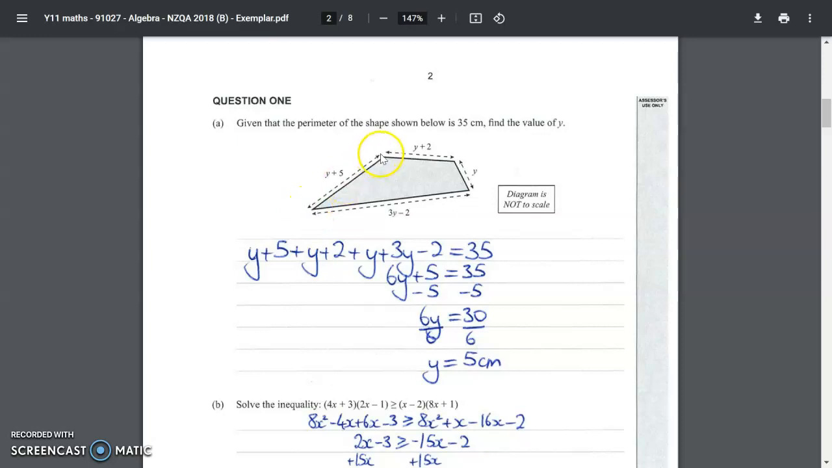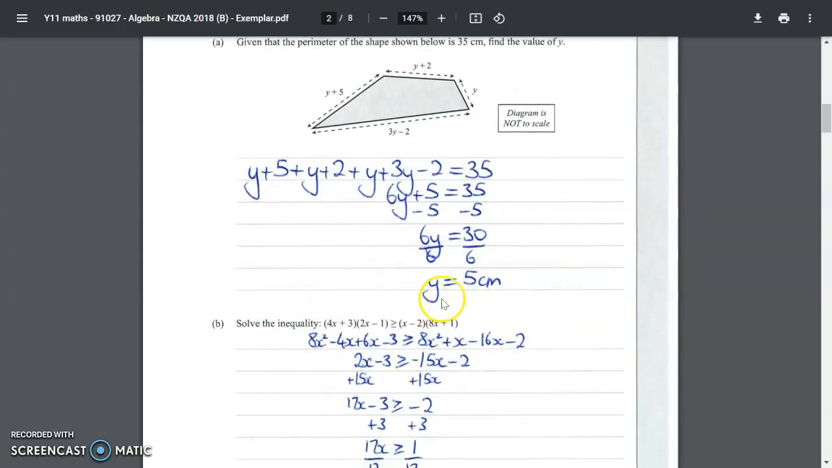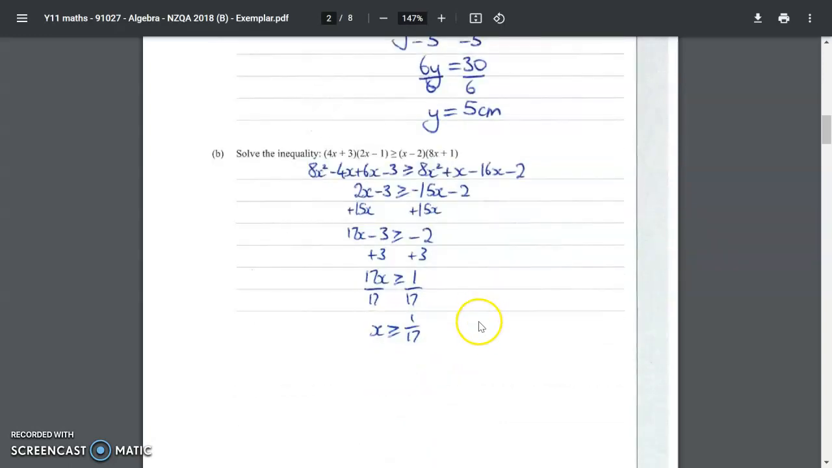The perimeter is just the sides added together. So the expression here, and that adds 35. Simplifying, we get 6y plus 5 equals 35. Solving, we get y equals 5 centimeters. Achieved question. Second question, we're solving an inequality.